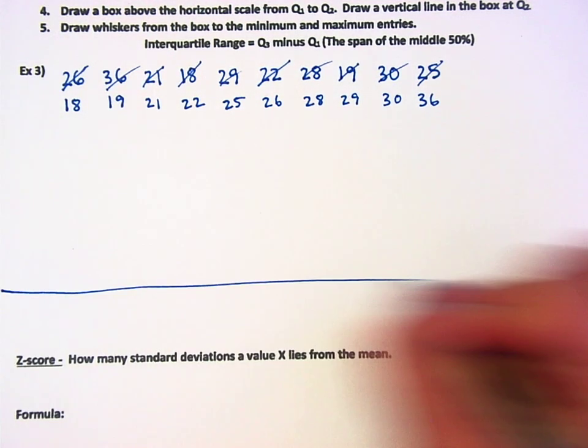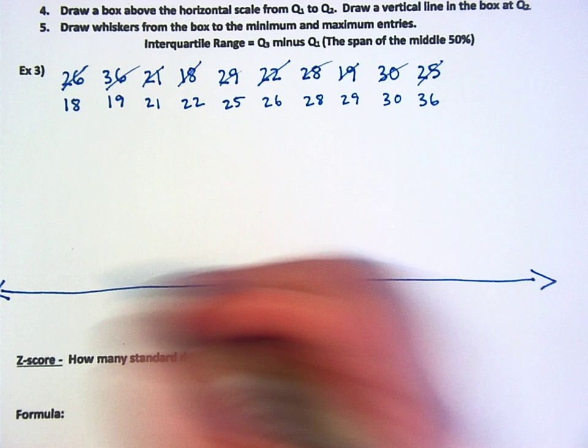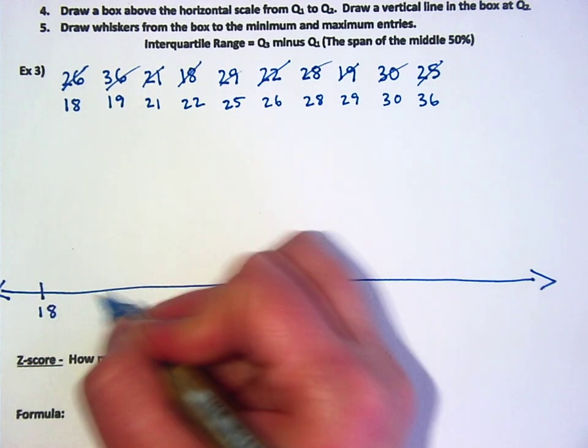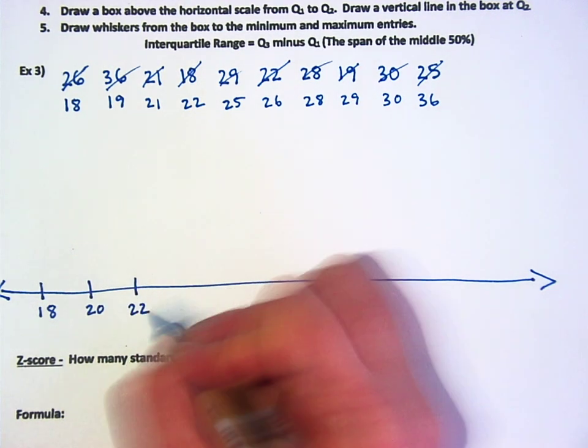To make a box and whisker plot, you are going to need a number line. I'm going to jump by 2s.